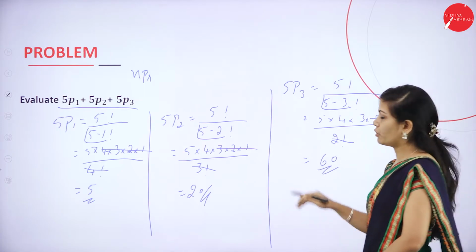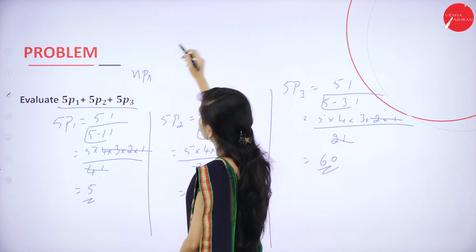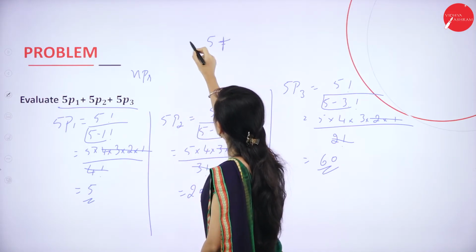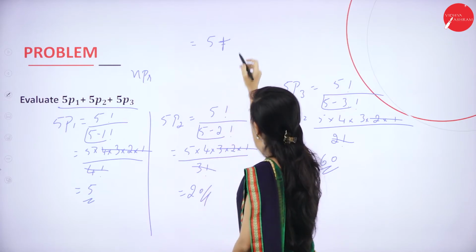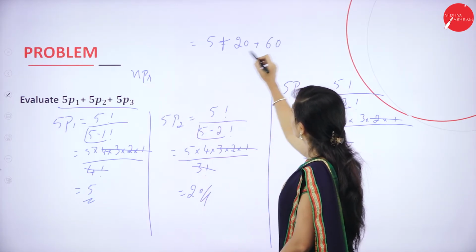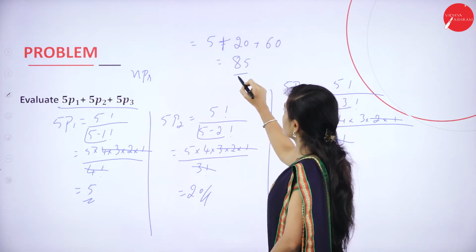So finally, you can add all the values. 5P1 is 5 plus 5P2 is 20 plus 5P3 is 60. So 85 is the right answer.